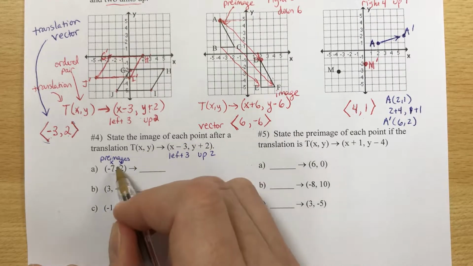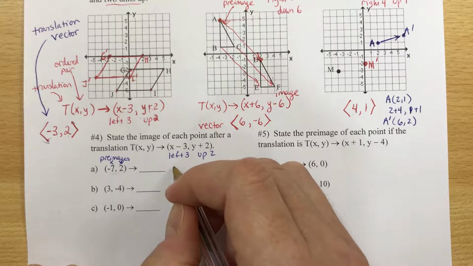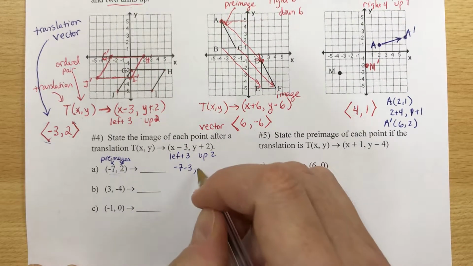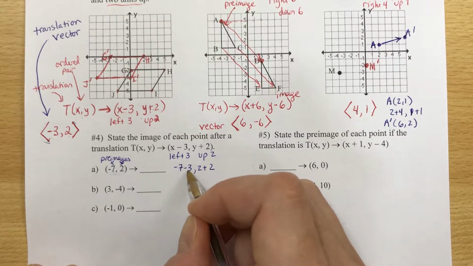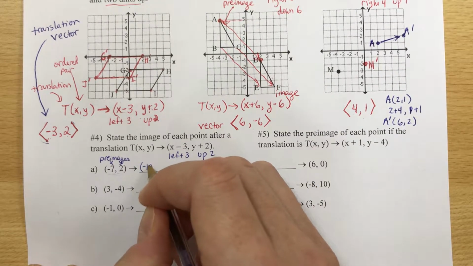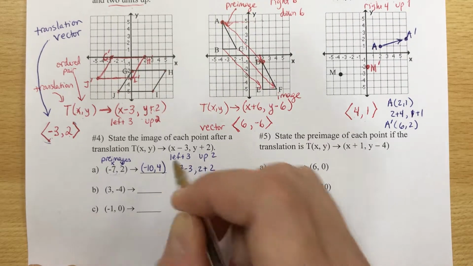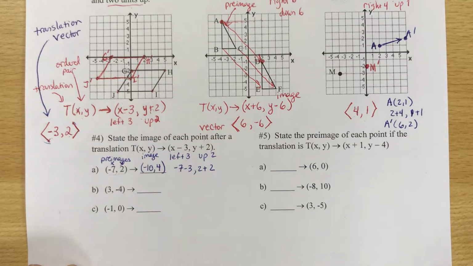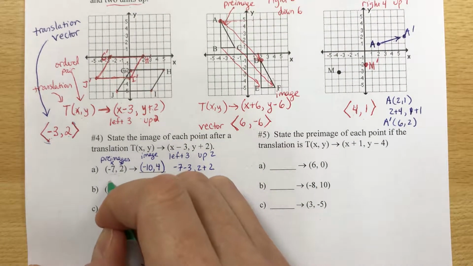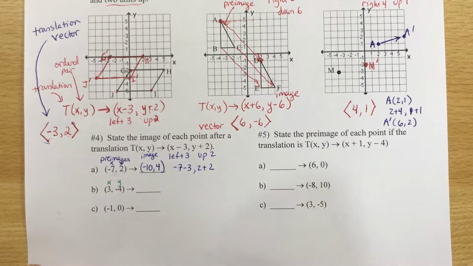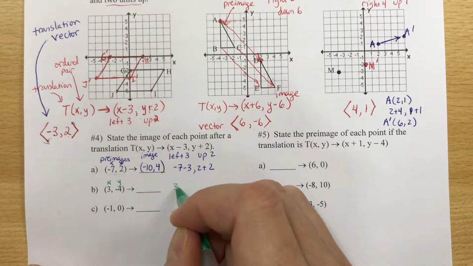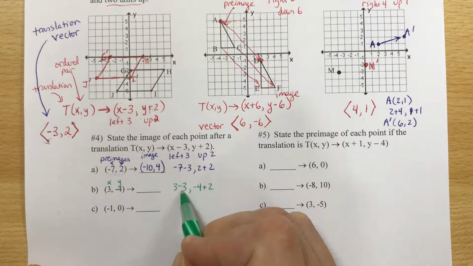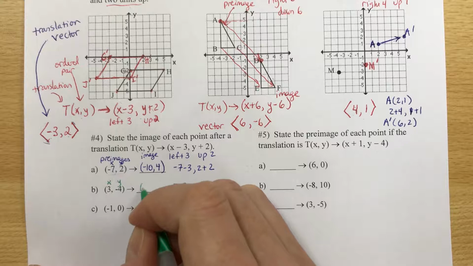So the translation says take your x value and subtract 3. So we do negative 7 minus 3. Take your y value and add 2. Negative 7 minus 3 is negative 10. 2 plus 2 is 4. Here's the image. We're done. Let's say it's 3, negative 4. xy. Take the x value, subtract 3. Take the y value, add 2. And so we get 0, negative 2.